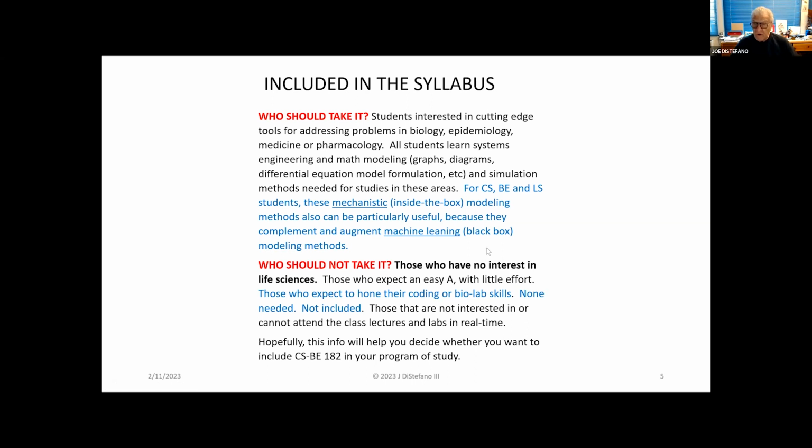And so the first thing was those who have no interest in life sciences, and there are too many of those. And those who expect to hone their coding or biolab skills: none needed, not included. So those who need to take it are interested in what I'm teaching, and mostly I'm teaching mechanistic, inside-the-box modeling. And the CS students, surprisingly, have been interested in this because they want to fill up the black boxes in machine learning. So that's the basic concept here. In fact, one of my research interests right now is hybrid modeling, how to do this.